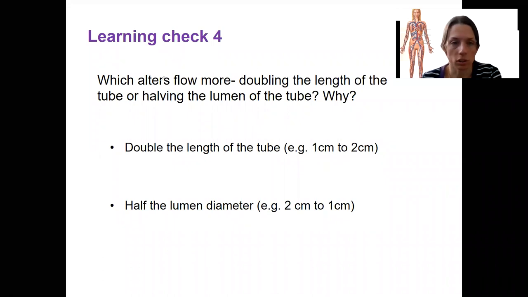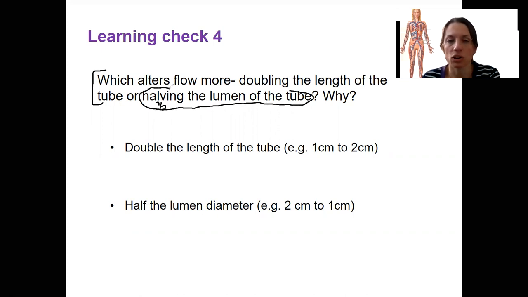So let's check what we just learned. I just want you to answer this part up here. Which alters flow more? Doubling the length of a tube or cutting in half the lumen of the tube, and why? So what this is asking is which one is going to change resistance more? Cutting the lumen in half is going to have a much larger impact on resistance than doubling the length of the tube is. And a lower resistance is going to increase flow.